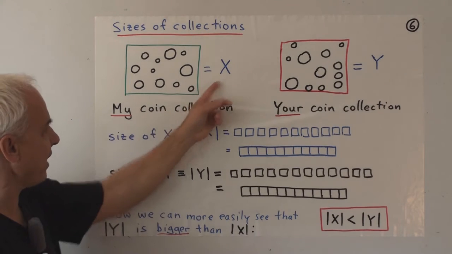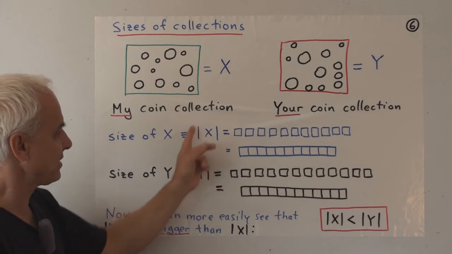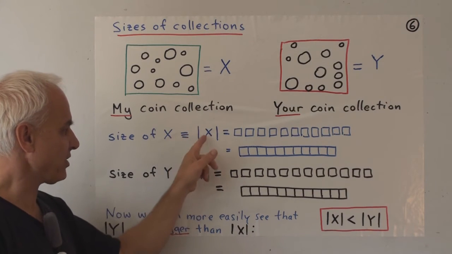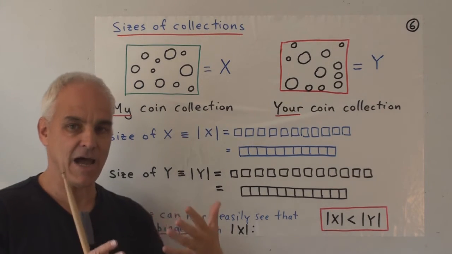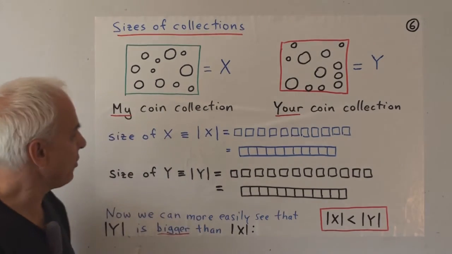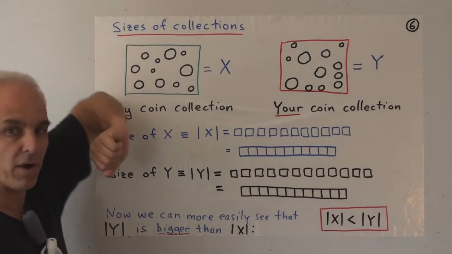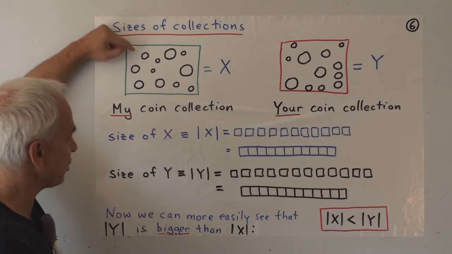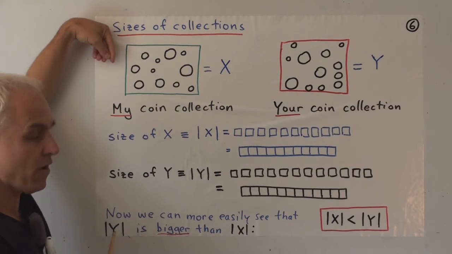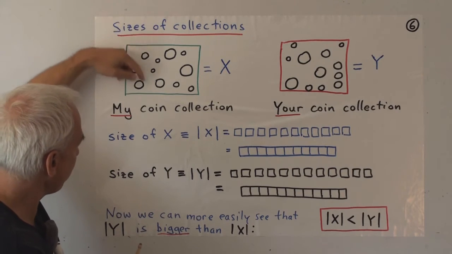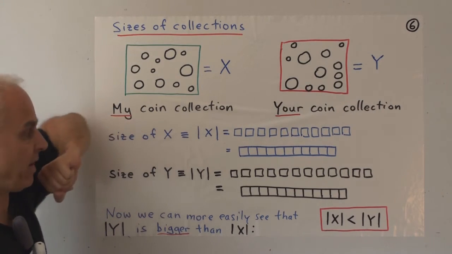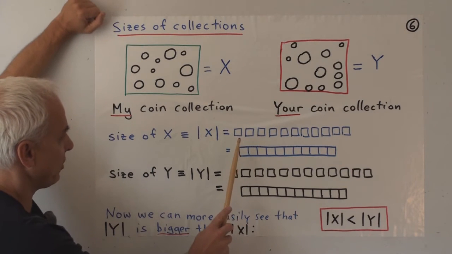Well, the size of X, and we're going to use this hopefully familiar terminology, 2 bars around the X, to denote the size of this collection. To find out what that is, we're going to introduce a cell for every coin. So I'm going to go through my collection, one coin at a time, and write down a cell for each of my coins. I'm going to have to do this consistently so that I don't miss a coin, and so I don't duplicate any coin. So just make sure that I'm doing that right.